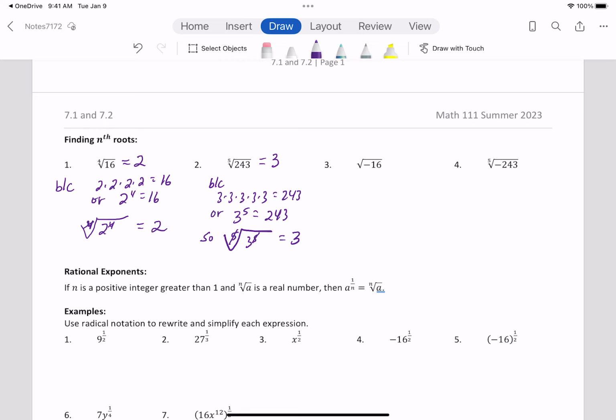Then for the next one, this one's asking me for the square root of negative 16. So remember, this is where we have to think. This one is a square root, which is an even root. So there is nothing I can multiply times itself and get a negative number. So the answer to this one is not real.